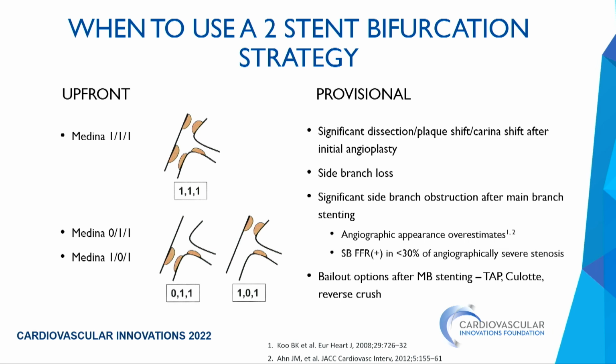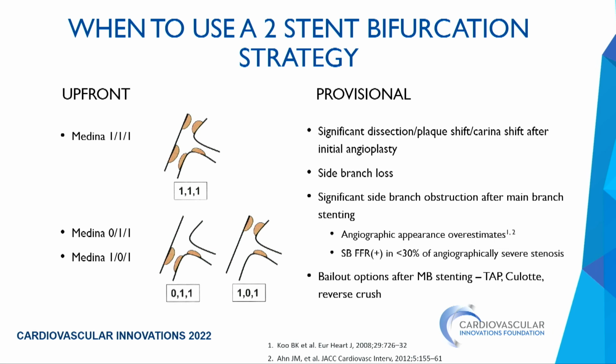So oftentimes when you go in and you place your wires across your vessels and you do your initial angioplasty, a lot of times we cause disruption to those vessels. We cause dissections. And it's really important to have an armamentarium of 2-stent strategies so you can, on the fly, change your strategy if your vessel prep strategy has impacted the lesion, either losing a side branch or causing significant dissection, plaque shift, or carina shift into the side branch.